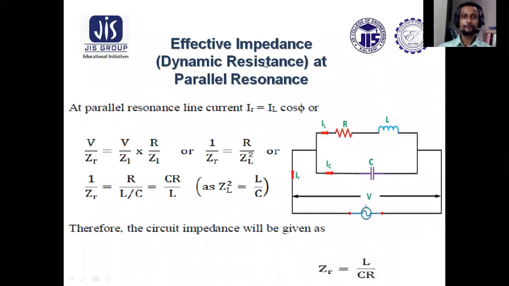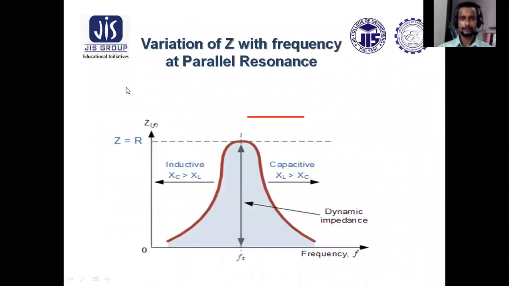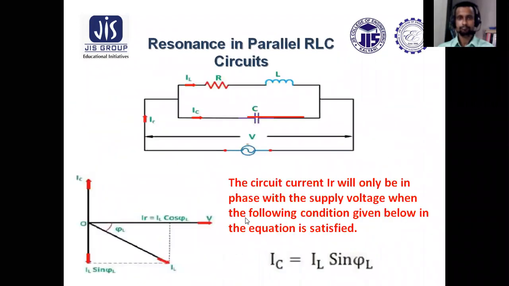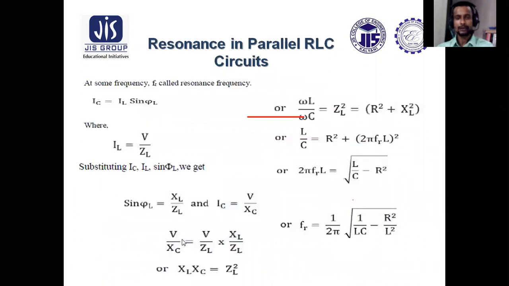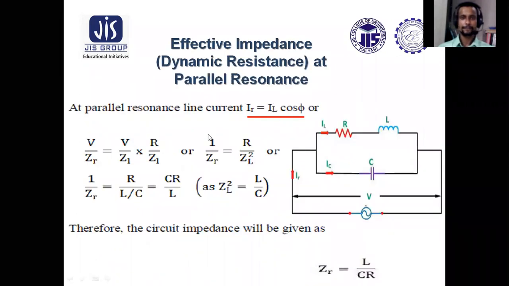Now, what is the effective impedance or dynamic resistance at parallel resonance? So we know that IR equals IL cos phi. Why? See, IL is resolved into cos component, the horizontal component, that is IL cos phi L. Now, at resonance, the circuit current should be equal to the horizontal component, or should be in phase with V. So at resonance, IR should be equal to IL cos phi L.